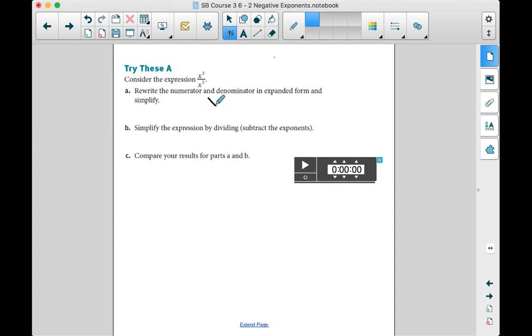Great, so for the try these A, we have x to the third power, and the first question is asking us to write this in expanded form over x to the power of 5. So here they cancel, they cancel, they cancel. I'm left with 1 because they canceled to a 1. So it becomes 1 times 1 times 1. So I'm left with 1 over x squared, or 1 over x to the power of 2.